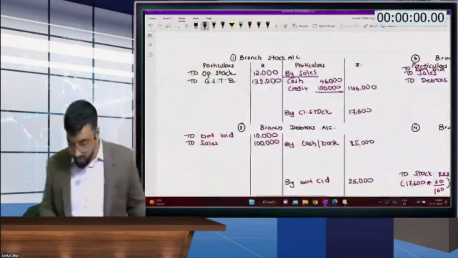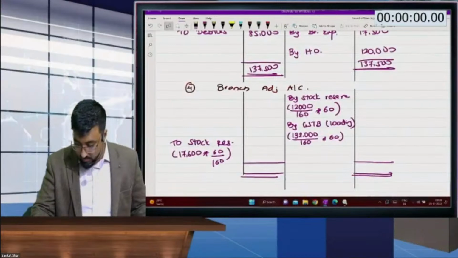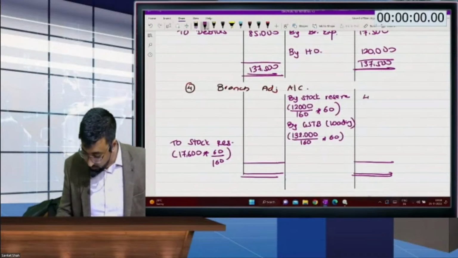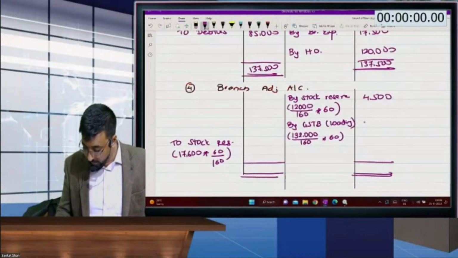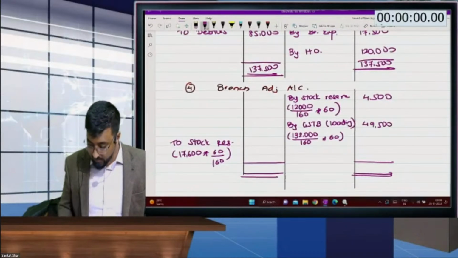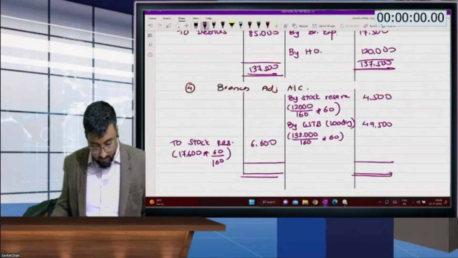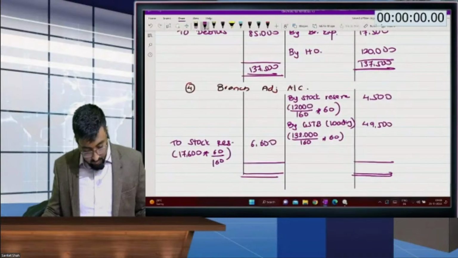Okay, now we'll do the calculation. Let's do the branch adjustment. 60 divided by 160 into 12,000 is equal to 4,500. 49,500. 6,600. Branch adjustment account. Okay?